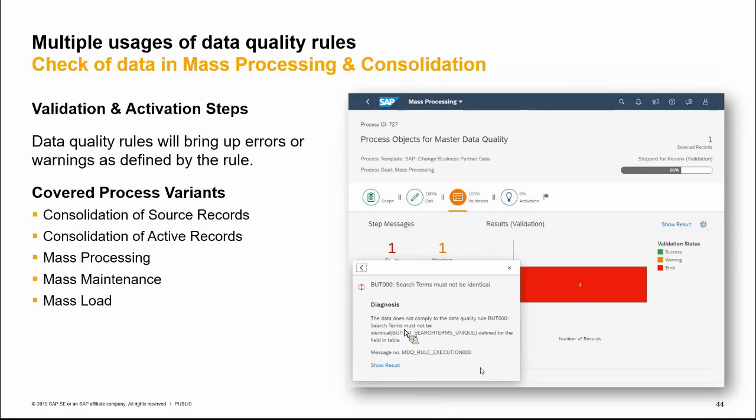And how does this look like? So I picked here the example of mass processing. If you use mass processing to manipulate master data, the rule will be checked, and if there's a data quality rule that checks that the search terms must not be identical for redundancy purposes, this of course is then evaluated and the appropriate error message is brought up in the UI. And this is available in all the process variants that we offer for master data management on that framework, namely consolidation of source records, consolidation of active records, mass processing, mass maintenance, and also mass flow.